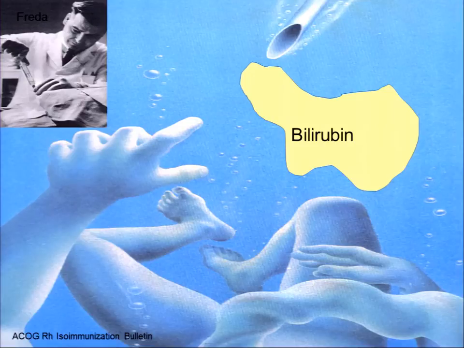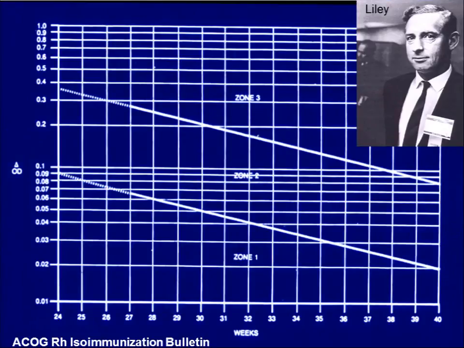This is Frida again doing an amniocentesis many years ago to check for bilirubin in the amniotic fluid. That's an indirect marker of fetal hemolysis. So we would do serial amniocentesis to do delta OD 450. This is Liley's curve. This is Liley himself, and he created this curve. And basically there were 3 zones.